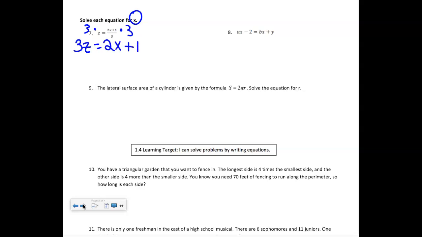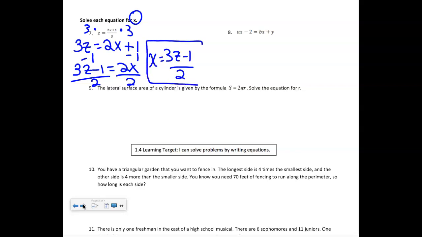And then from here now, it kind of looks like the problem we did on the last page. I'm going to solve for x. I'm going to minus 1 on both sides. These are not like terms, so I'm going to keep it as 3z minus 1 equals 2x. And then our last step, I'm going to divide by 2. On this side, neither of those are divisible by 2, so there's nothing I can do there, and that is my answer. Okay, so reminder, these are those literal equations that are left with letters and numbers everywhere.